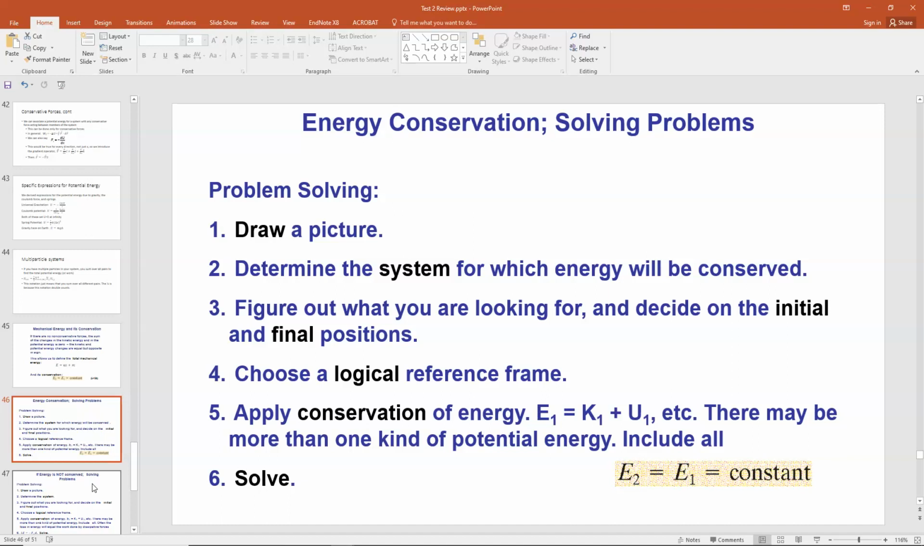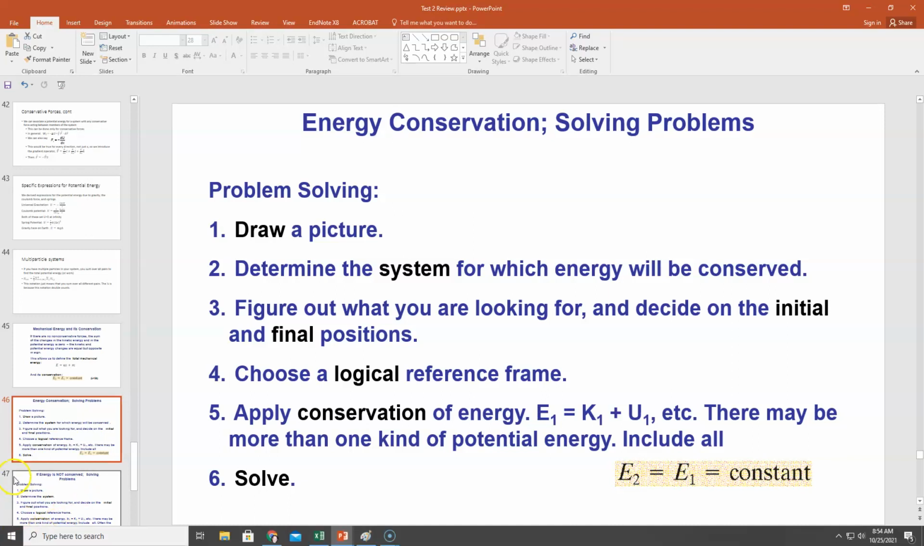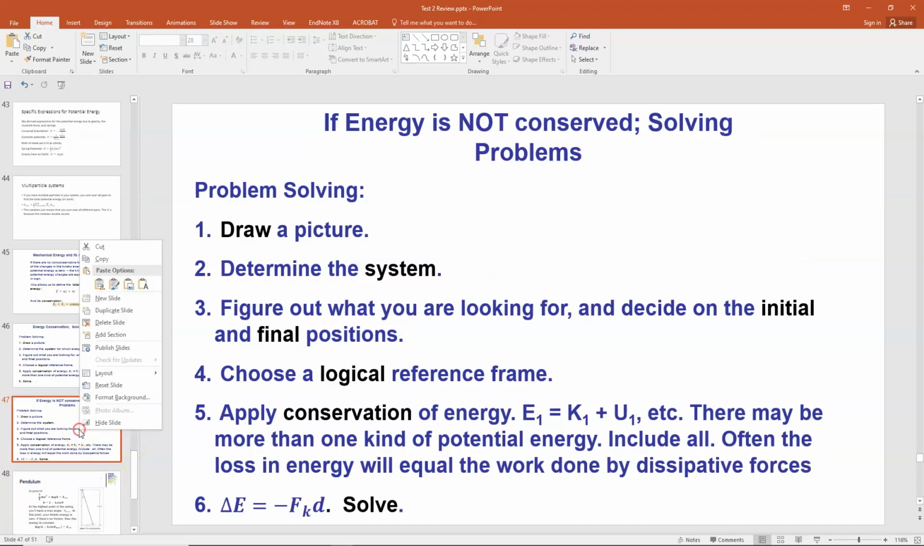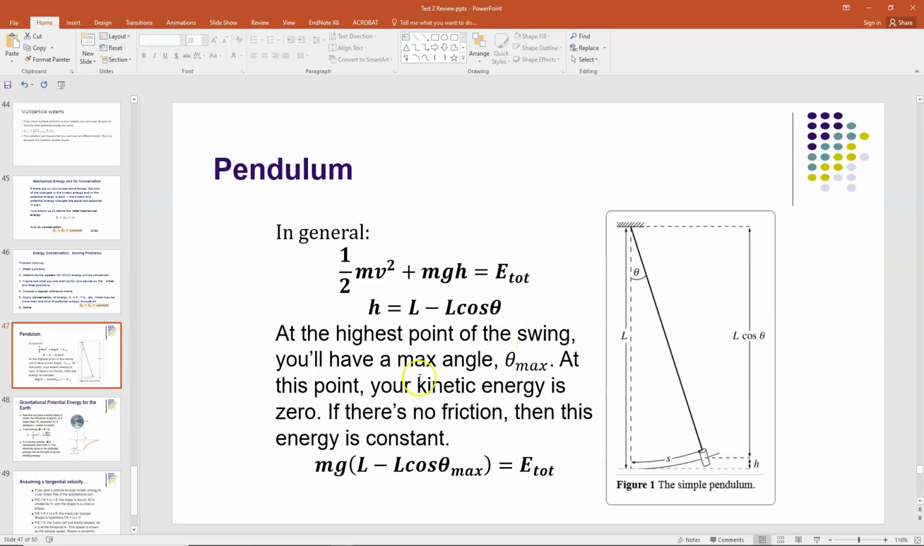So when you do those kinds of problems, first you draw a picture, you determine the system for which energy will be conserved, you figure out what you're looking for and decide on the initial and final positions, you choose a logical reference frame, and you apply conservation of energy, E is equal to K plus U. Remember that there might be more than one kind of potential energy there. If you've got springs and objects moving with respect to the ground, then you might have two there or something like that, and you have to include all of them. We didn't talk about that here.